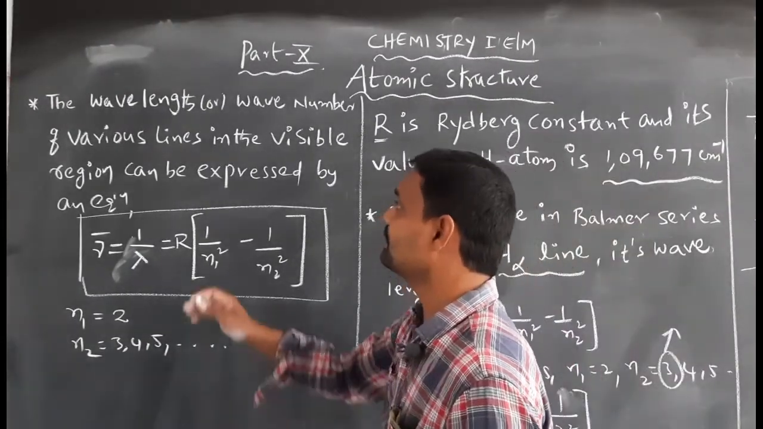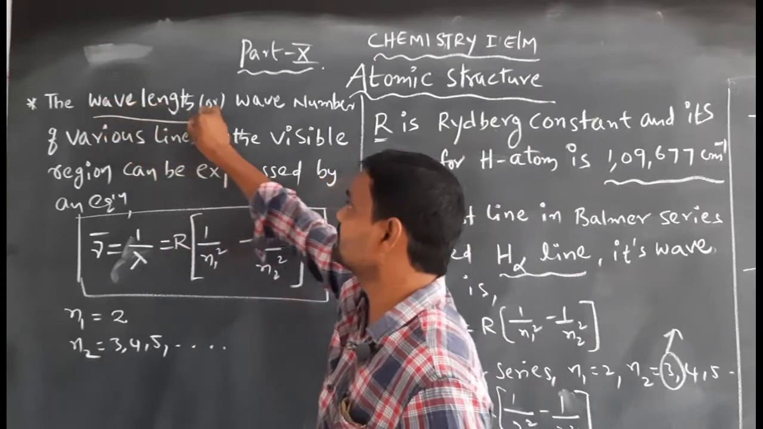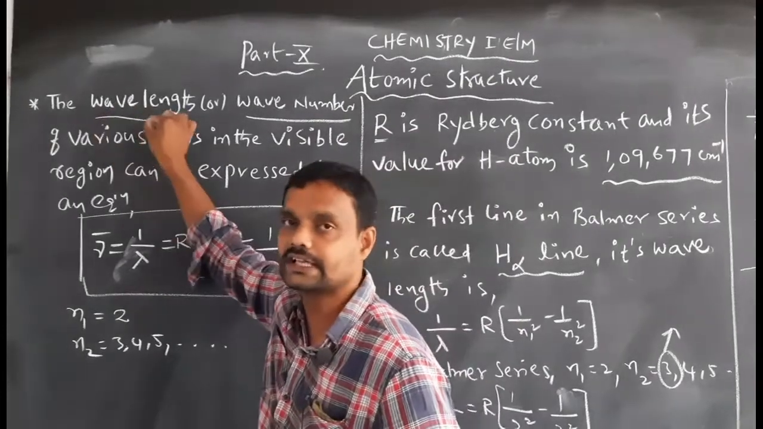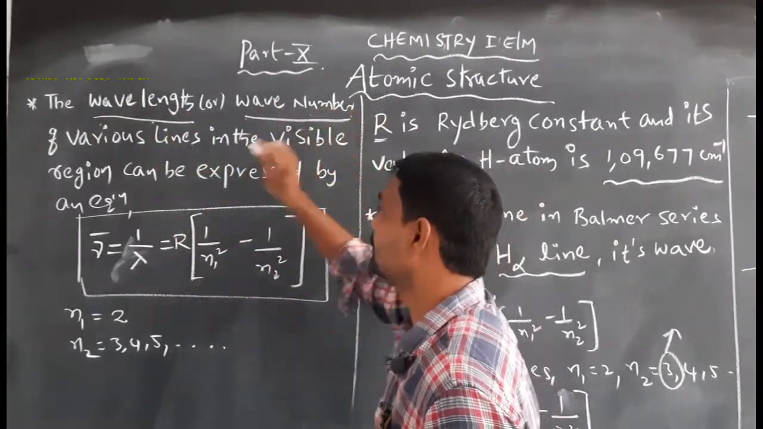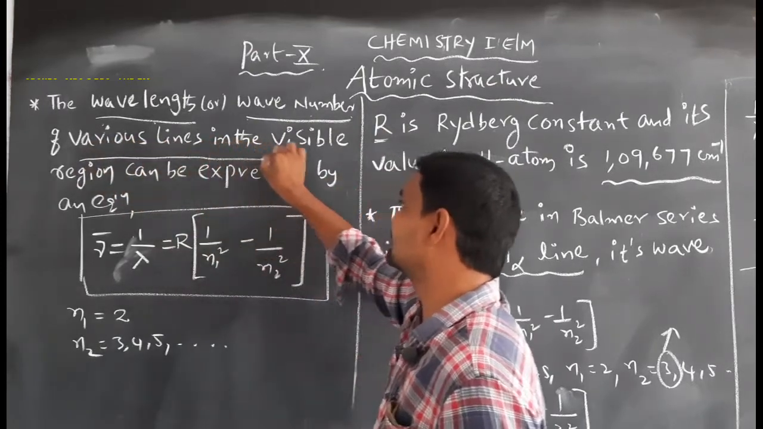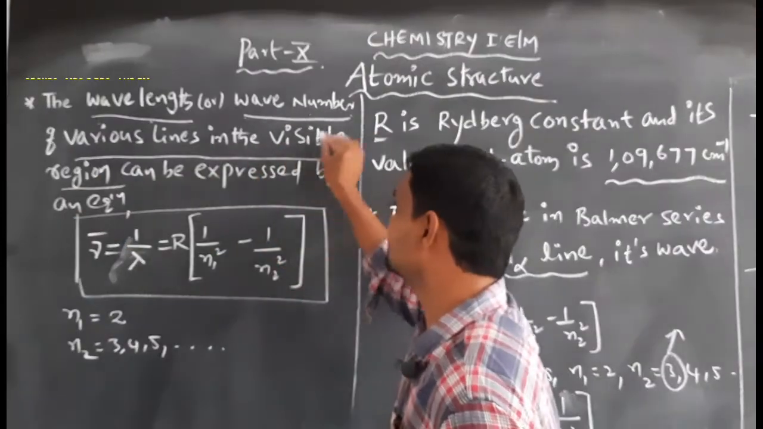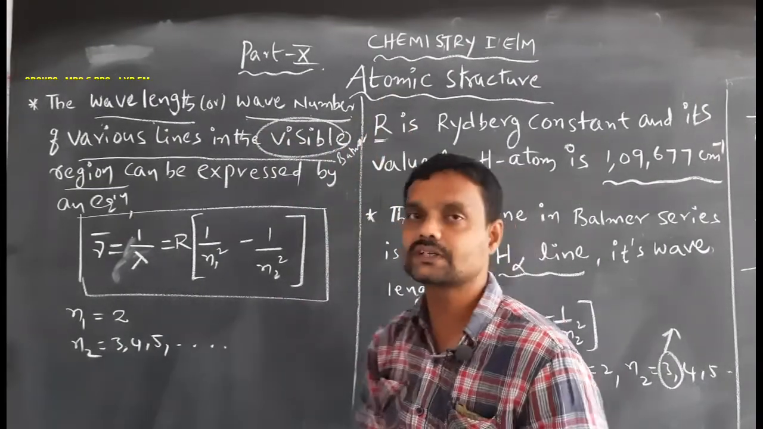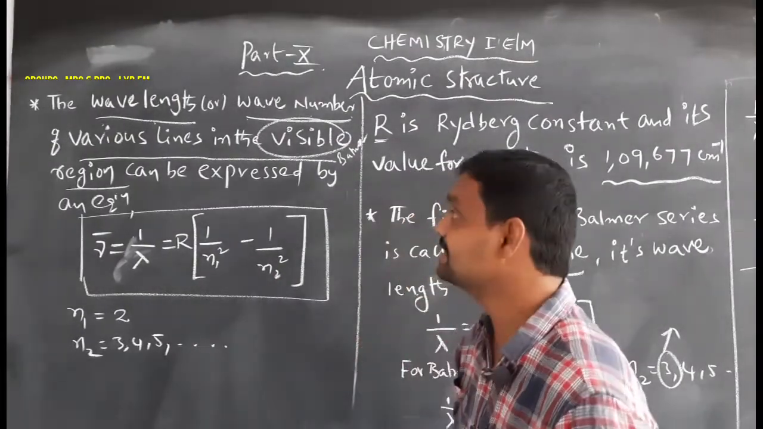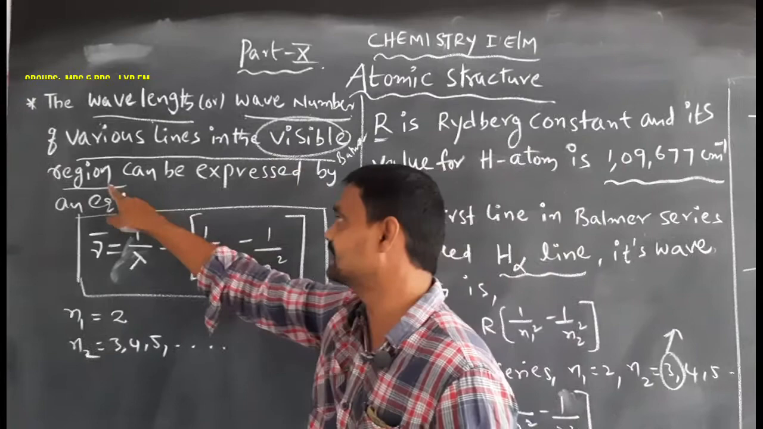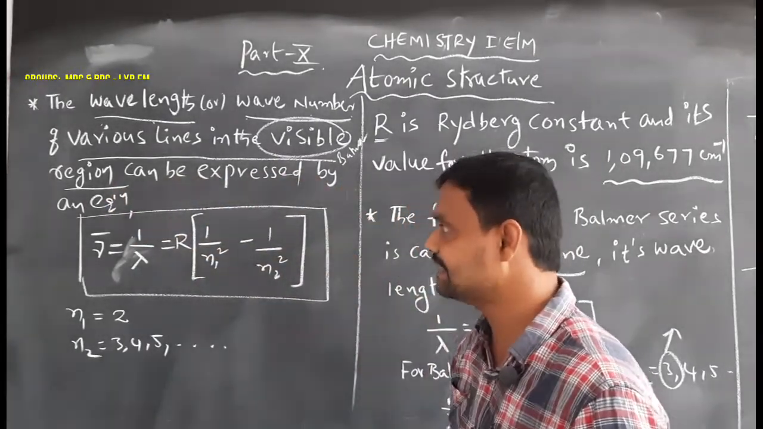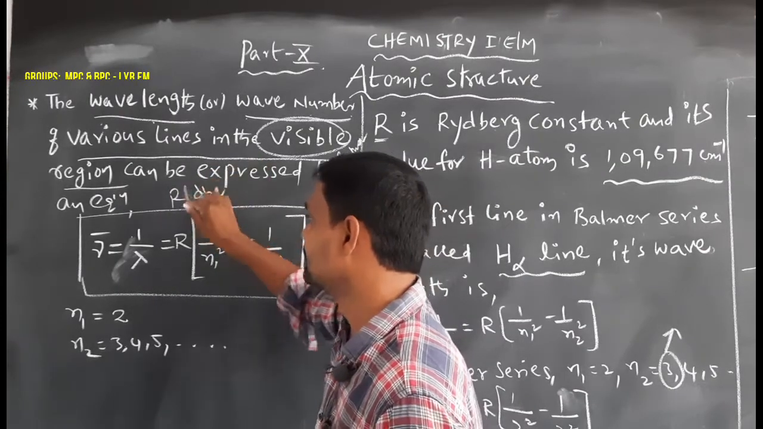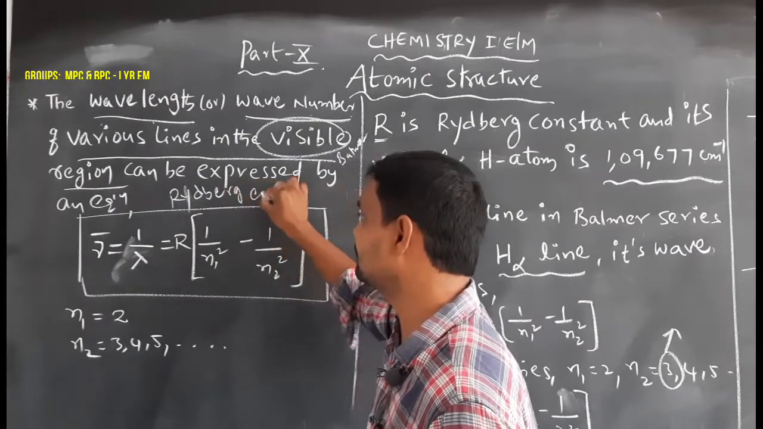The wavelength or wave number of the different lines in the visible region can be expressed by an equation. Visible region means the Balmer series, because only the Balmer series lines are visible. This equation is called the Rydberg equation.